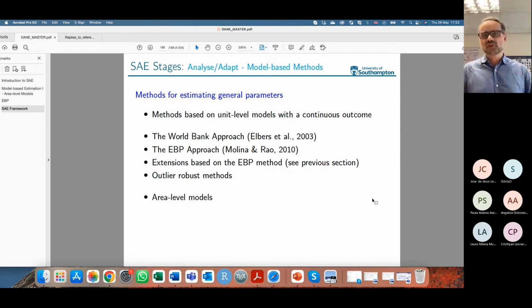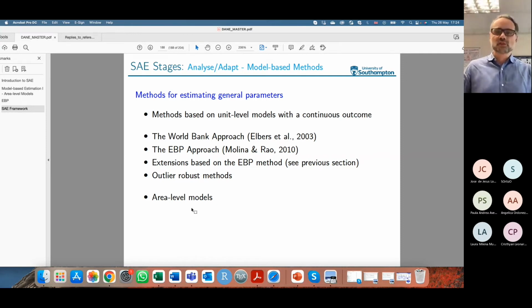we described in section 3 methods based on unit level models with a continuous outcome. So the outcome that you're using is a continuous outcome, right? In the case of poverty mapping, it is a monetary outcome. And we described methods like the World Bank approach, the method that is based on the paper by Elbers et al. in 2003. And then we described in some detail the EBP approach, and also differences between the ELL and the EBP approach. And there are other extensions based on the EBP method that we described in the previous section.